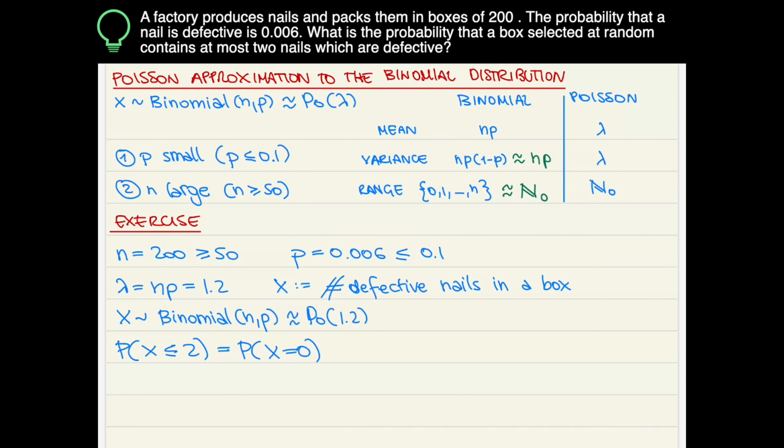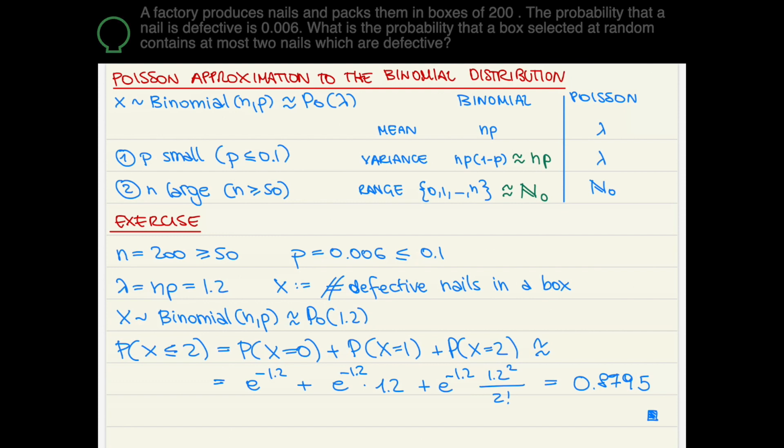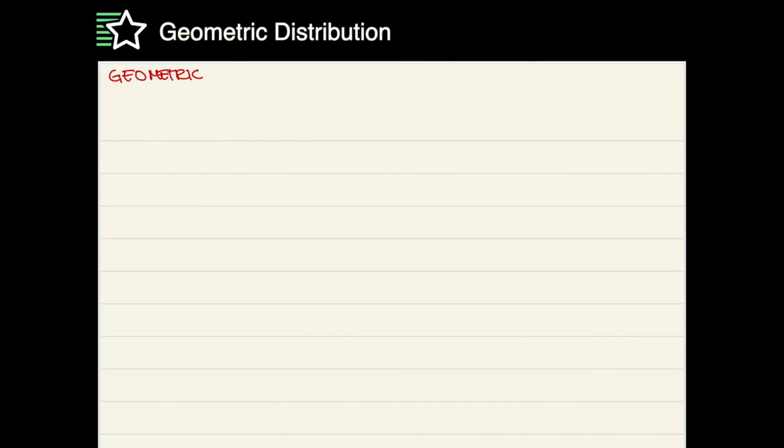The probability that a box selected at random contains at most 2 nails is equal to the probability for X to be lower or equal to 2, which is decomposed in probabilities of disjoint events, and is equal to 0.8795. It would have been possible to solve this exercise just using the probability mass function of the binomial distribution. However, especially when n is large, computing the PMF of the binomial distribution is difficult, as it involves calculating the factorial of n.